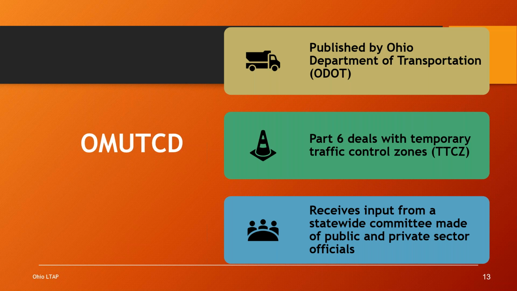So a little bit about the OMUTCD. It's published by ODOT, and Part 6 deals with temporary traffic control zones. And the manual receives input from a statewide committee made up of public and private sector officials. And they usually meet on a quarterly basis. And that is to review maybe any changes from the national manual. And if there were any changes to the national manual, then we also abide by those changes as well.